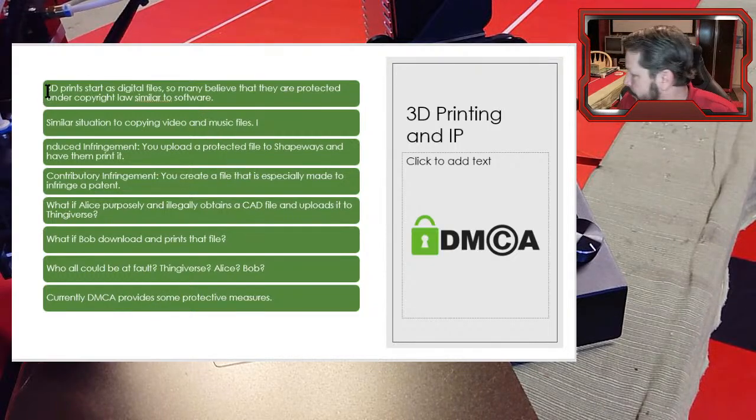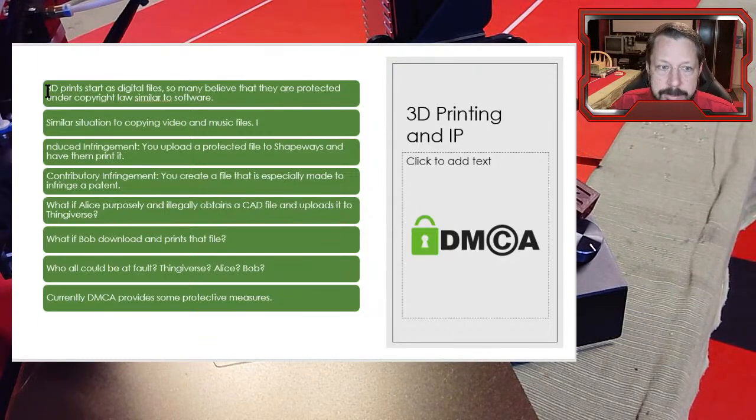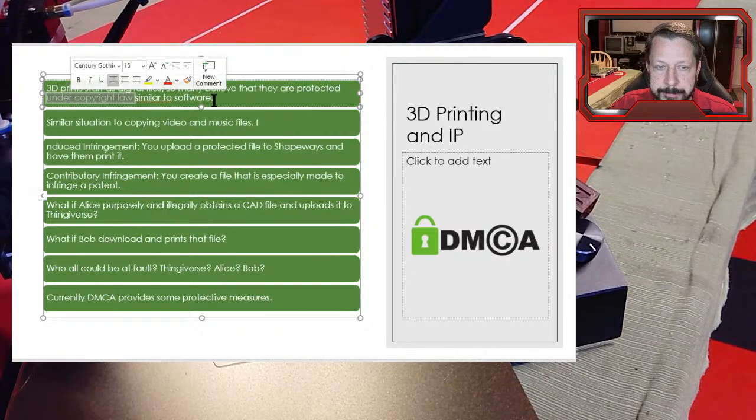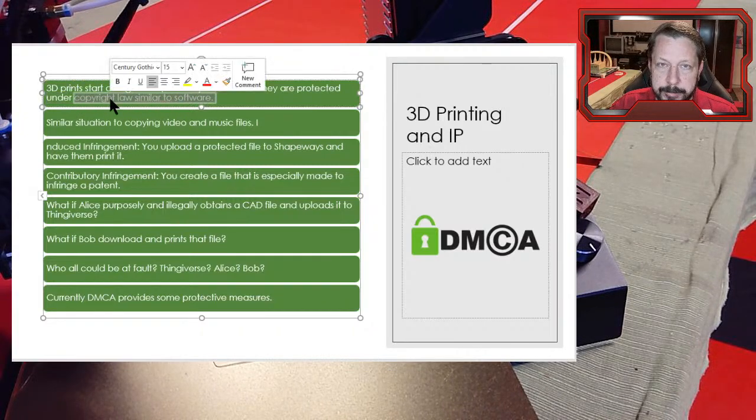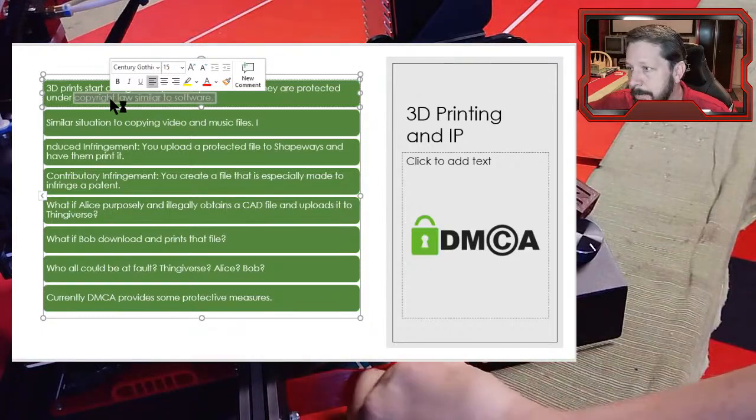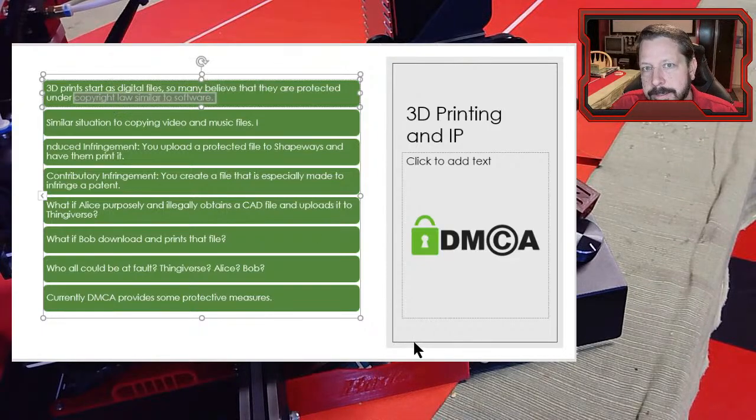So this print, this little guy, he started out as a digital file. We downloaded it. So that does probably mean that file was protected under copyright law, since it's similar to software. The part that's on this little SD card, though, the file on this SD card, I made on my computer just now. You saw me make it. I hit slice, and it sliced it and made that file. So is that my file? I don't know. Probably not.